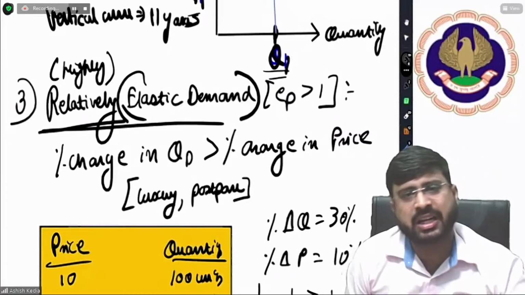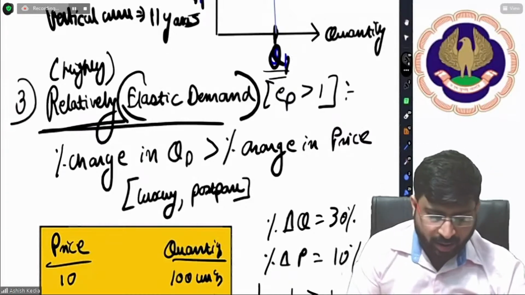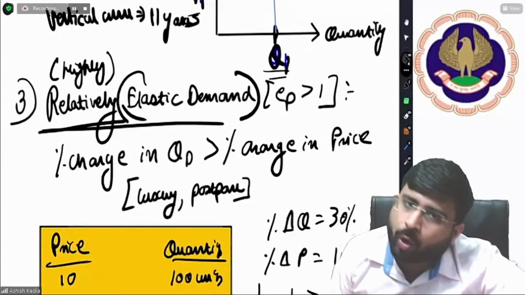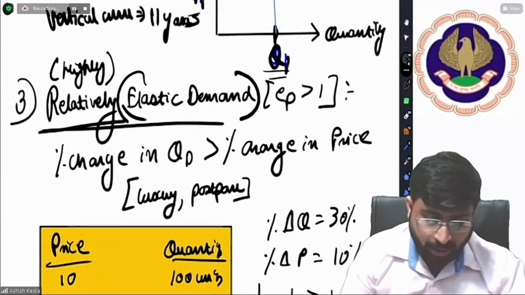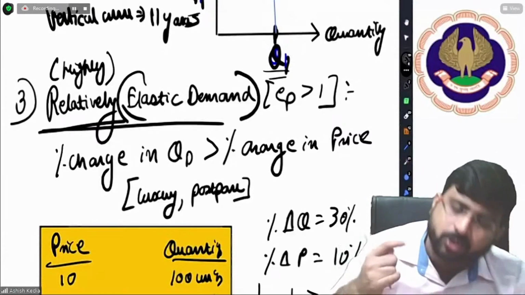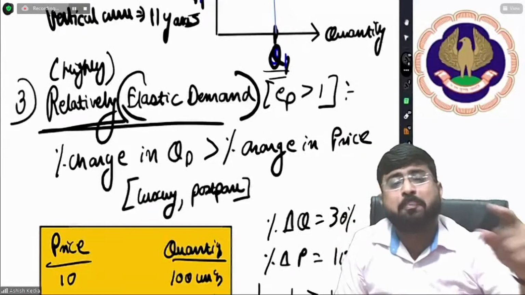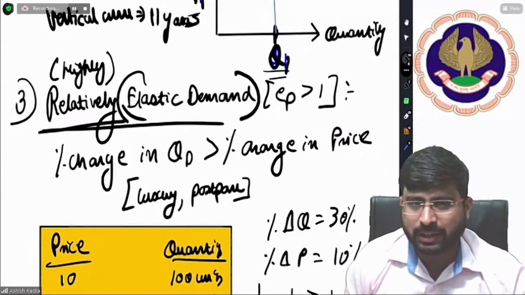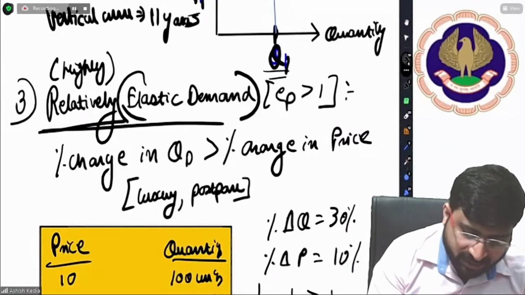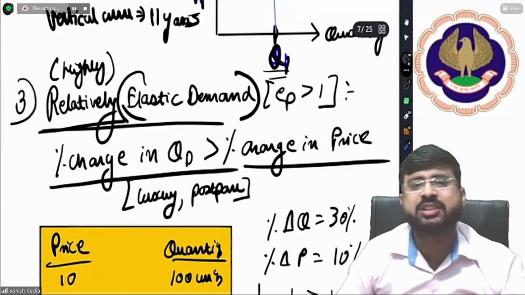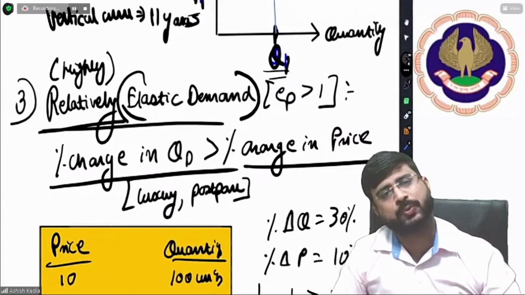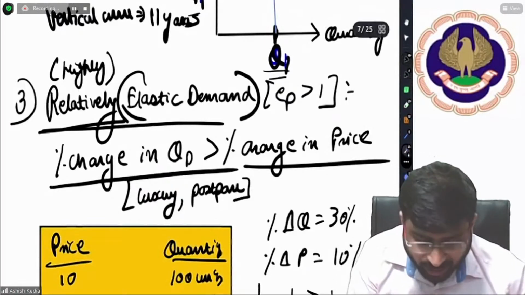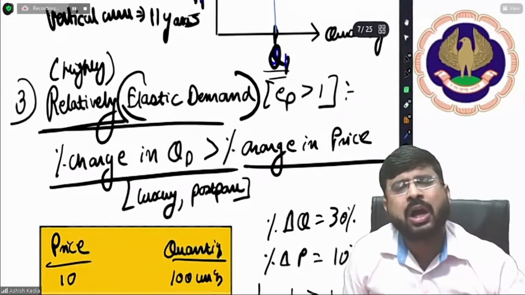Now, what is relatively elastic demand? See, here both will change. In the perfect scenarios, either price was not changing or quantity was not changing. In relatively elastic demand, quantity is also changing, price is also changing. But which is changing by a greater percentage? The numerator, that is the quantity. Oh, so you're telling us that the percentage change in quantity is greater than the percentage change in price. Yes, that's exactly what I'm telling you.